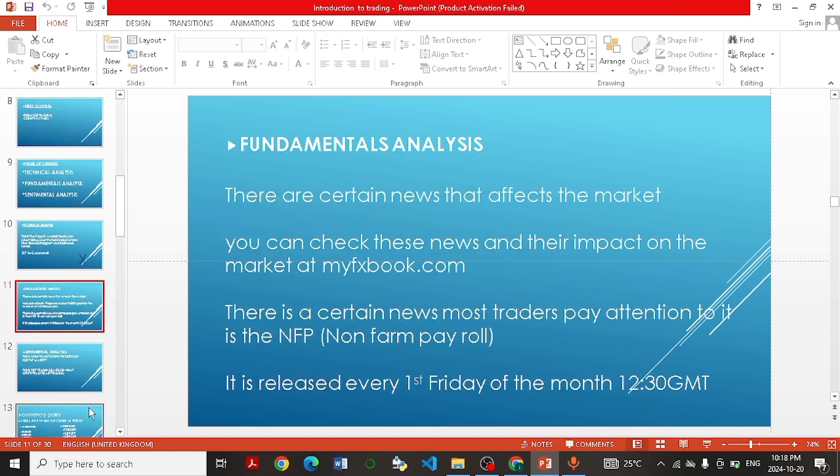Now fundamental analysis, there are certain news in the forex market that affects the market, right? You can check these news and their impact on myfxbook.com. You can check the news and their impact on the market at myfxbook.com.